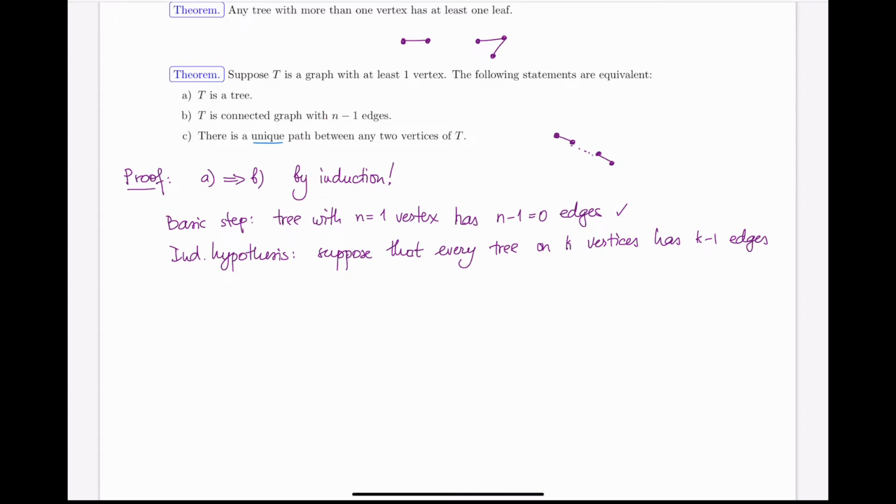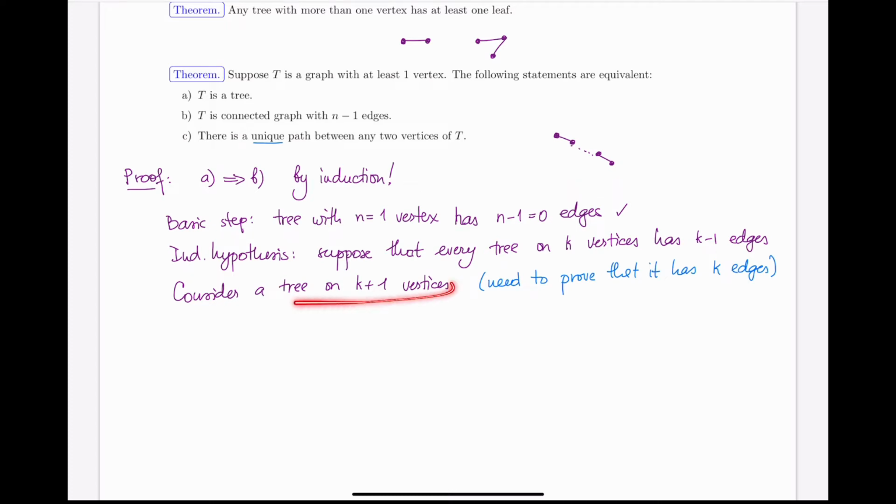Okay, so then in the induction manner, what we're going to do is we're now going to consider a tree, so a connected graph, on k plus 1 vertices. What we need to prove, so let's write it down here, need to prove that it now has the number of vertices minus 1 edges. So what we need to prove is that it has k edges. Okay, good to keep in mind what our final step needs to be.